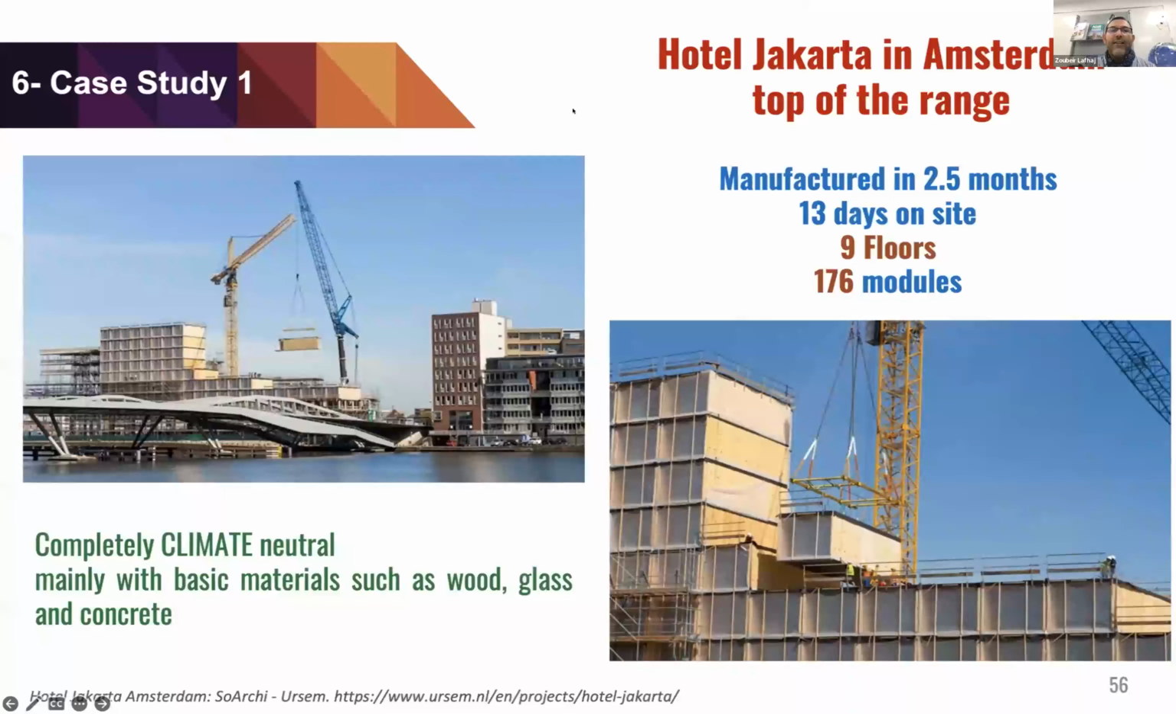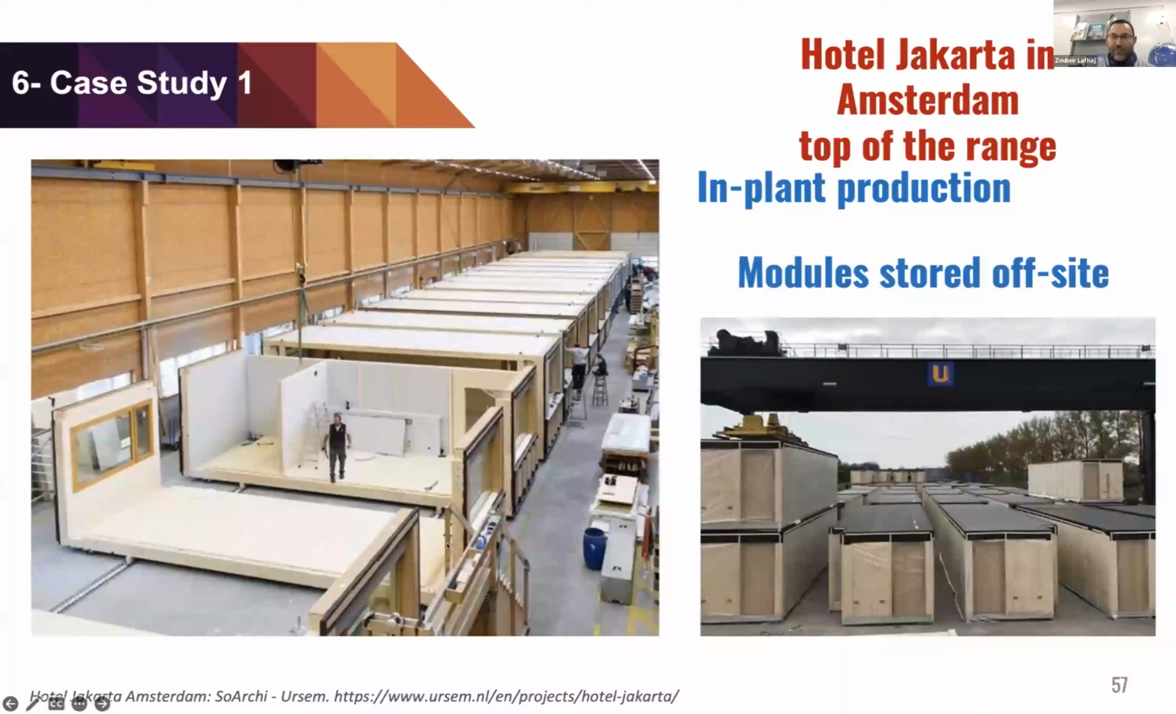So, in another example, a hotel in Amsterdam: manufacturing in 2.5 months, 13 days on site, 9 floors, 176 modules. Incredible, completely climate neutral, mainly with basic materials such as wood, glass, and concrete.